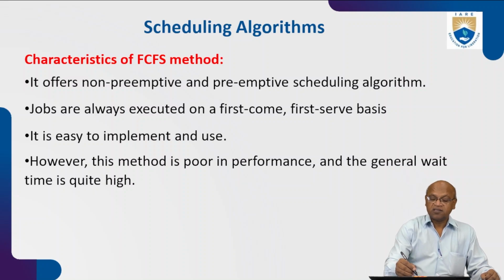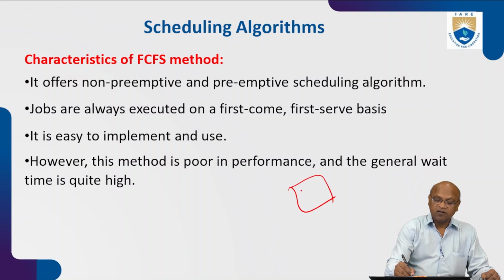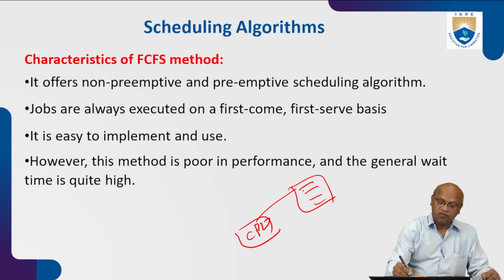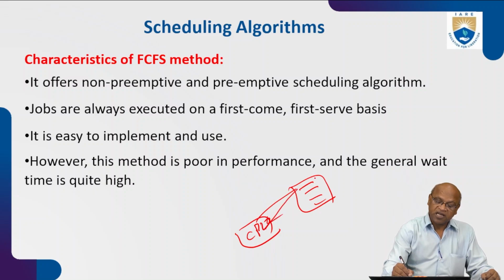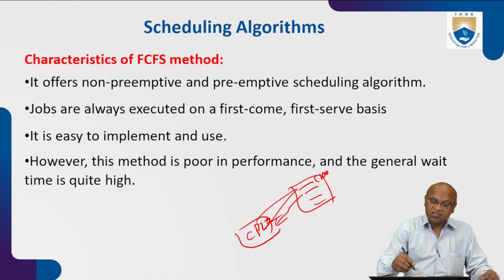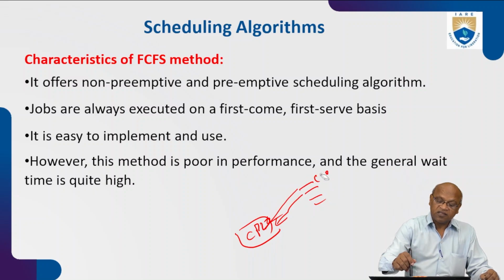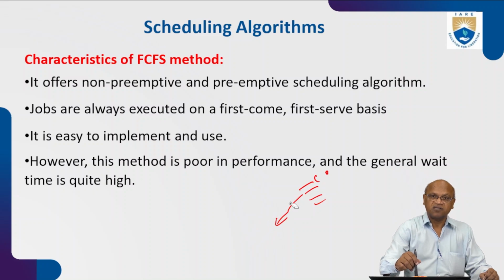Why? Because as we have seen, these are the programs coming to the CPU for execution. First come first serve means the first one will come for execution. It may have more execution time, maybe 10 milliseconds or 20 milliseconds. Till its completion, the second process cannot enter. That is called first come first serve. Because of this reason, the waiting time is more for the processes. This is the disadvantage of FCFS.